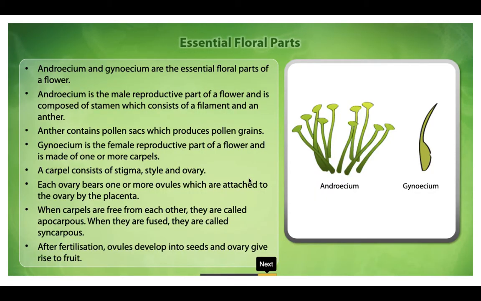Now, here you can see and learn about the different essential floral parts of the flower. Androecium and gynoecium, as we have already discussed, this structure is showing only androecium part with different number of stamens and anthers, and gynoecium is the female part of the flower. Besides androecium and gynoecium, there are other parts, and these are the important parts.